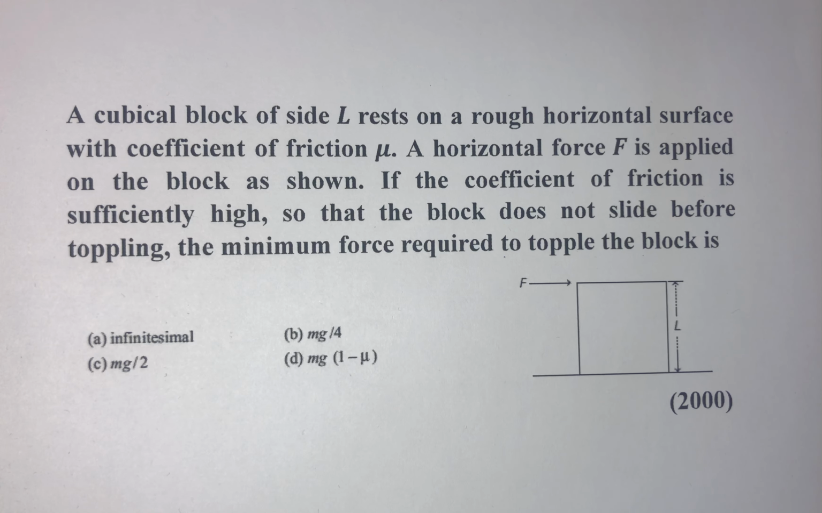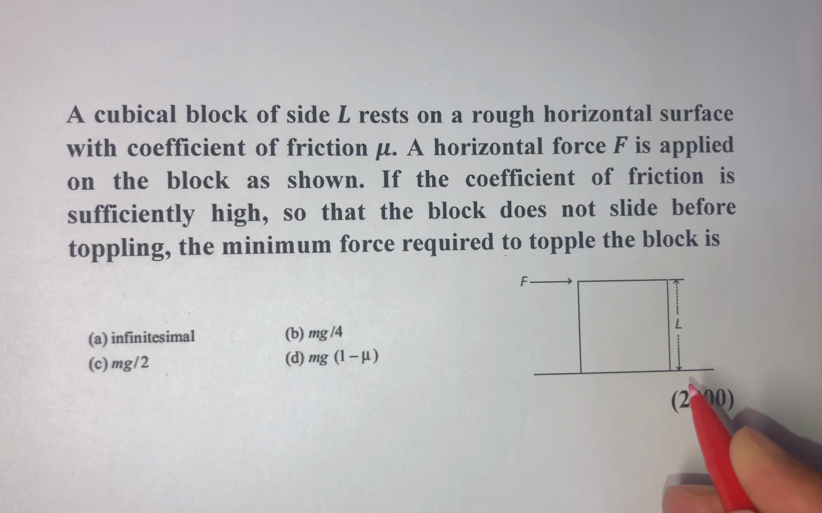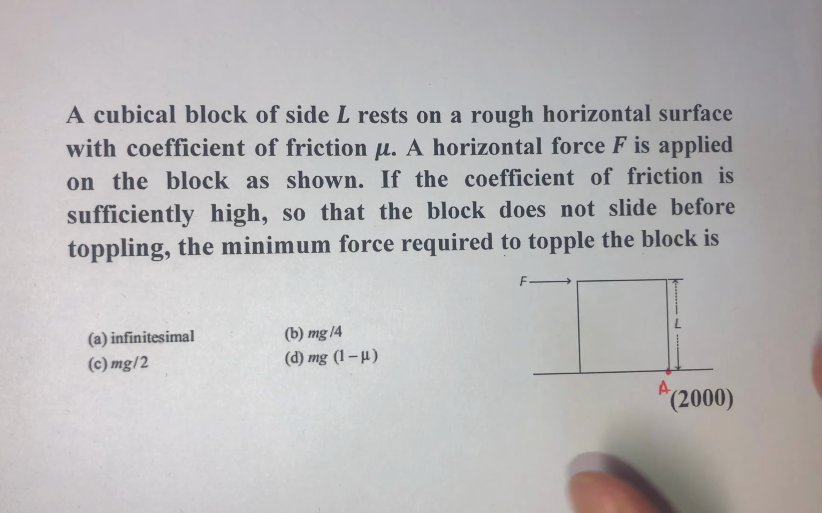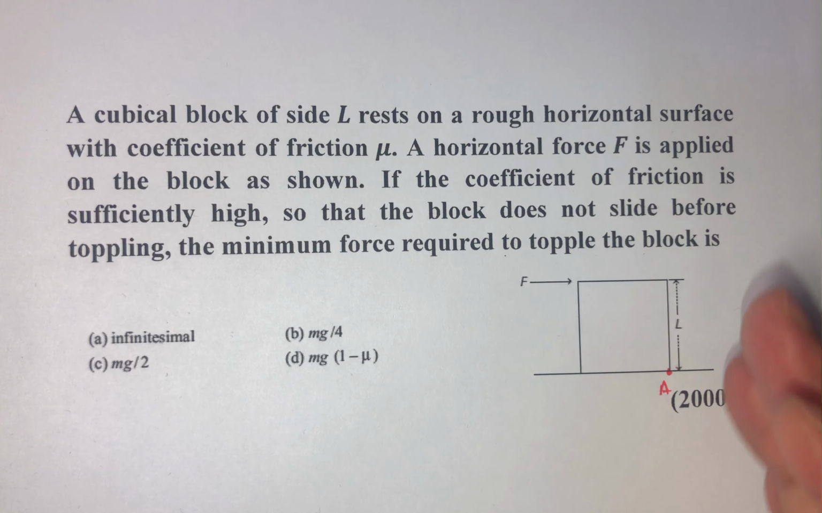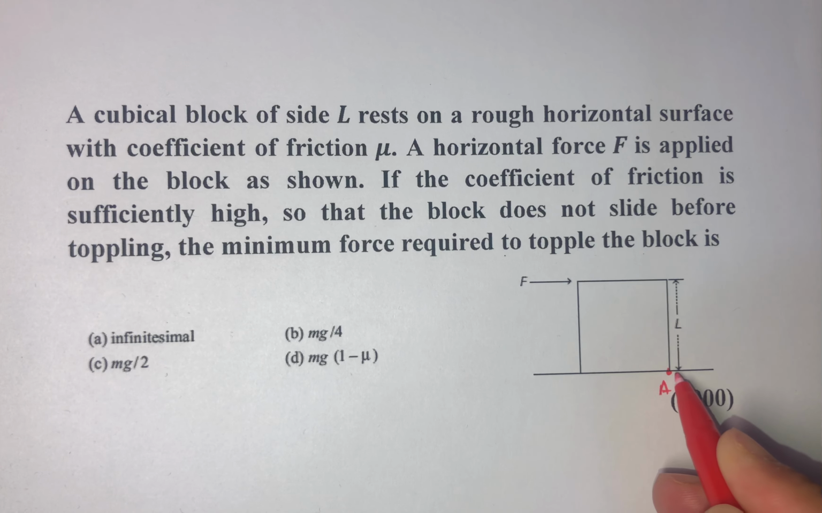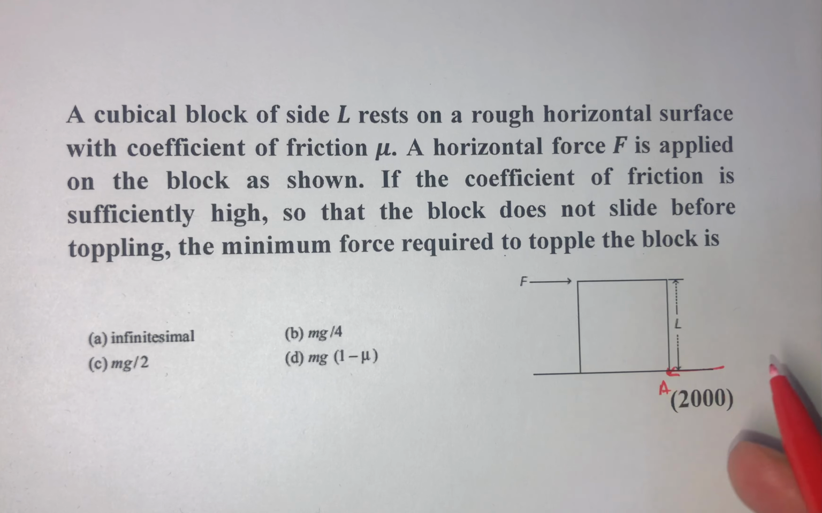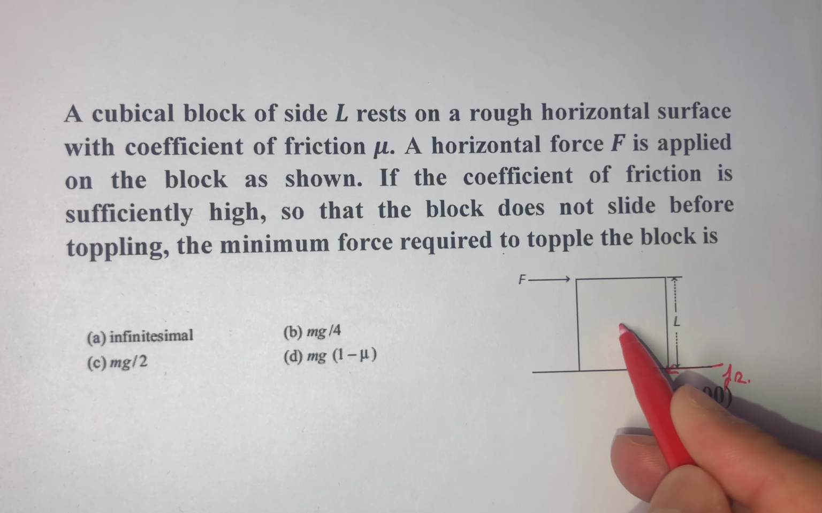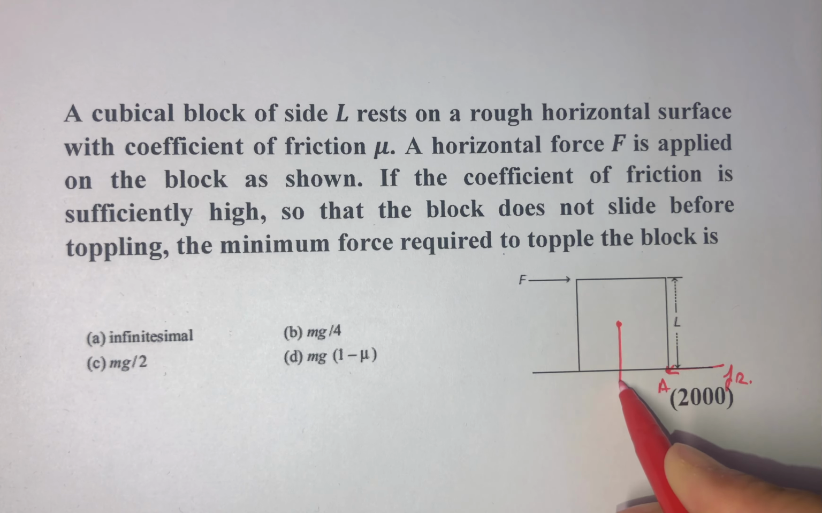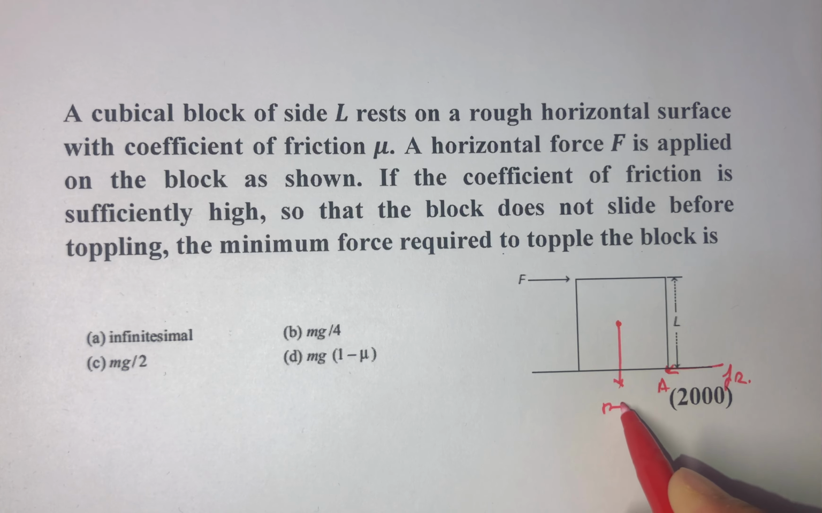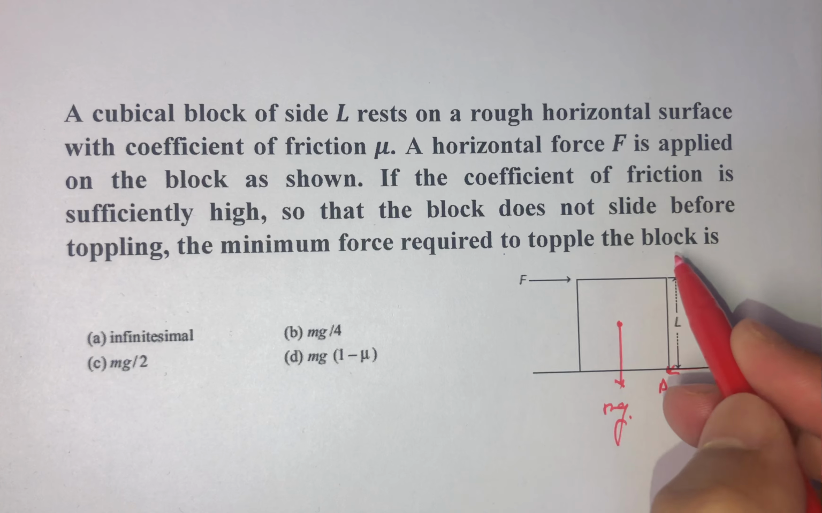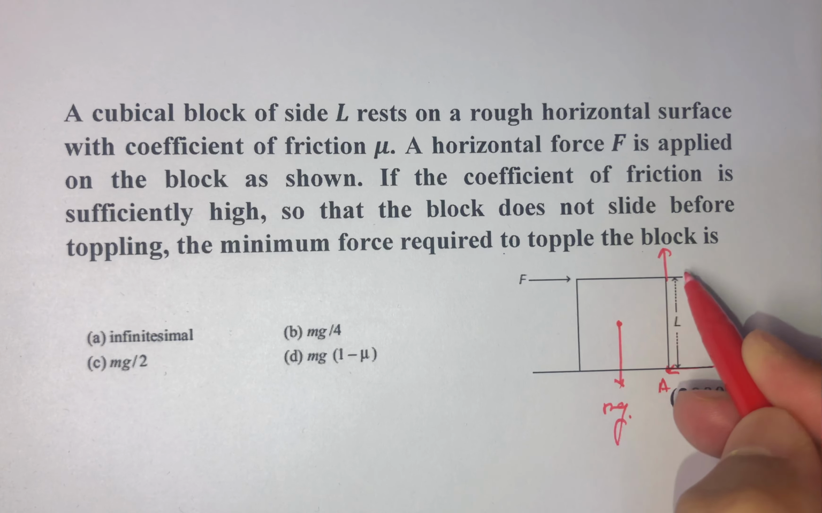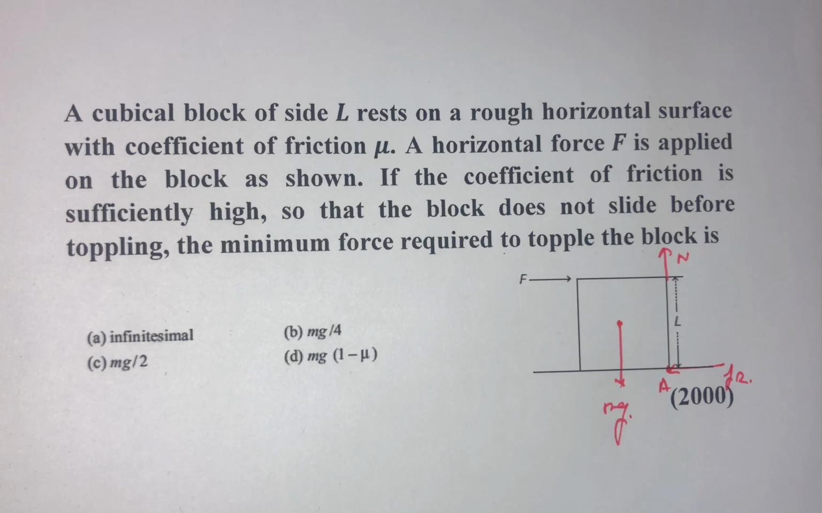In this case, let us say that A is the point, or edge, about which the block is supposed to topple. So we are going to have a frictional force acting on it, and there will be mg acting downward, and there will be a normal force N at this point.